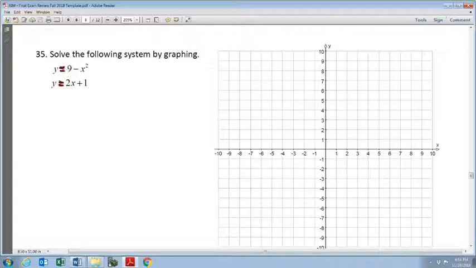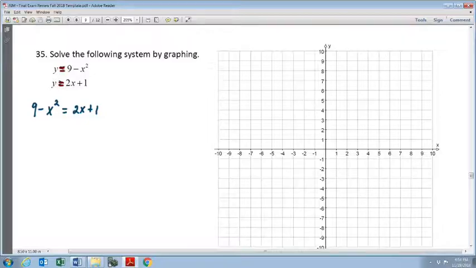Since these are both equal to y, in other words, if y is equal to 9 minus x squared, and if y is equal to 2x plus 1, then we could set these equal since they're both equal to y. So that's what we're going to do. When we set these equal and we get our solutions, that's going to tell us our points of intersection.